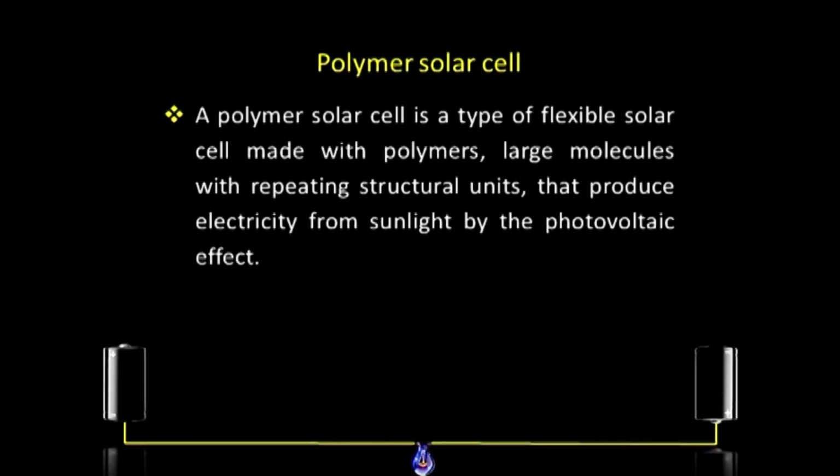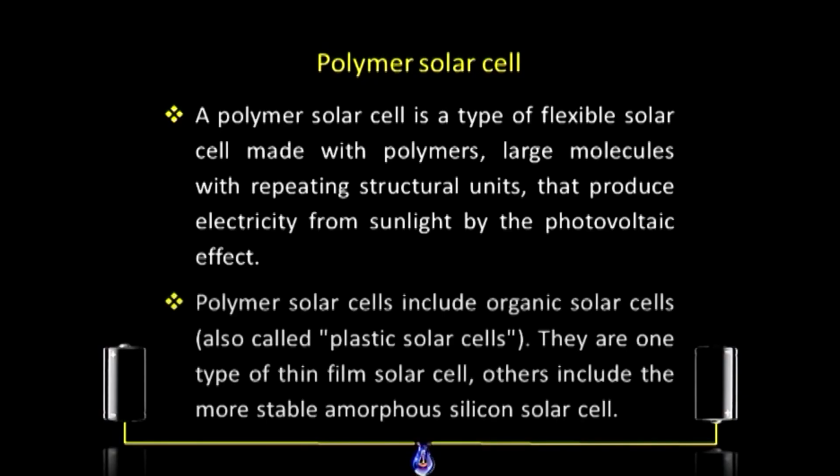Now we have studied just the solar cells, and initially we have studied the polymer electrolytic membrane. So we can say the polymer solar cell is a type of flexible solar cell made with polymers, that is, large molecules with repeating structural units. As we have already studied, a polymer is made up of many monomers connected together. These polymers are used particularly in solar cells, and hence we call it a polymer solar cell. These polymer solar cells include organic solar cells, also known as plastic solar cells.